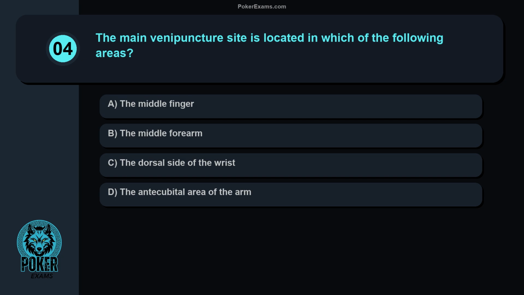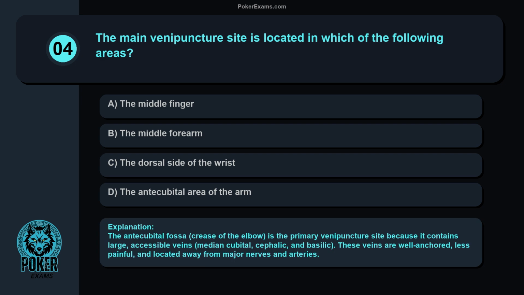Question 4. The main venipuncture site is located in which of the following areas? The middle finger, the middle forearm, the dorsal side of the wrist, the antecubital area of the arm. The antecubital fossa, crease of the elbow, is the primary venipuncture site because it contains large, accessible veins: median cubital, cephalic, and basilic. These veins are well anchored, less painful, and located away from major nerves and arteries.